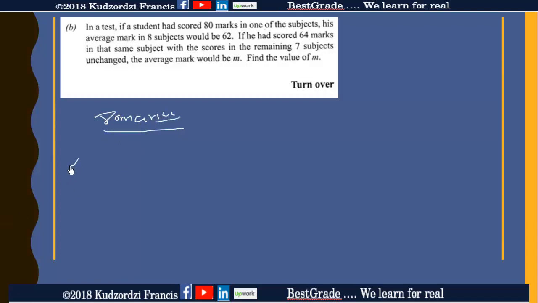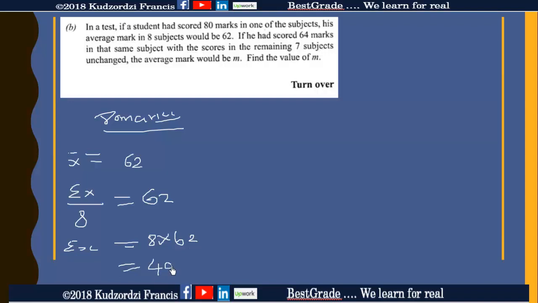His average, which is the mean mark, would have been equal to 62. And we know that the mean, we found it by summing up all the scores the person had in the subject, which is sigma x, and we divide it by the number of subjects, which is 8, and this gave us 62. So if you are looking for the total mark that he scored before we divide it, then we should multiply through by 8. So our sigma x will be equal to 8 times 62, and this will give us 496 total marks.